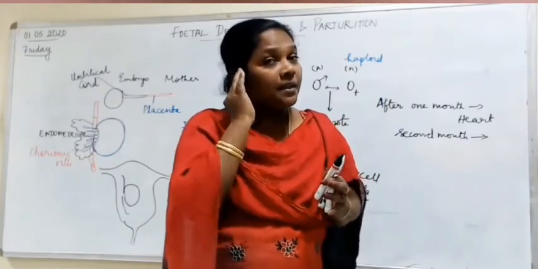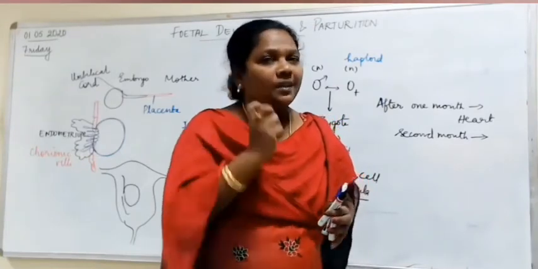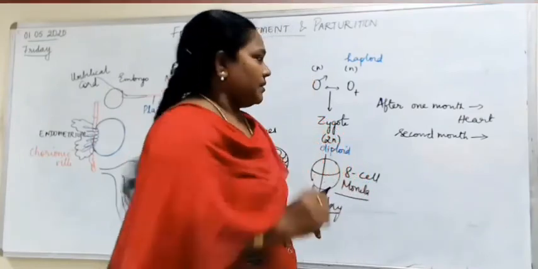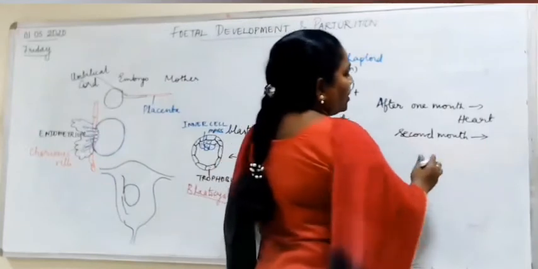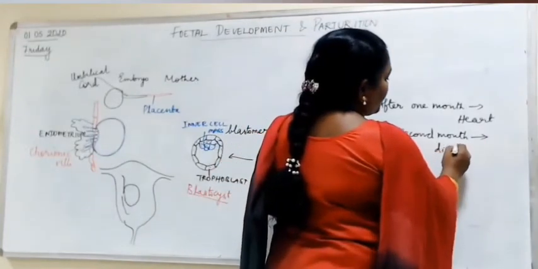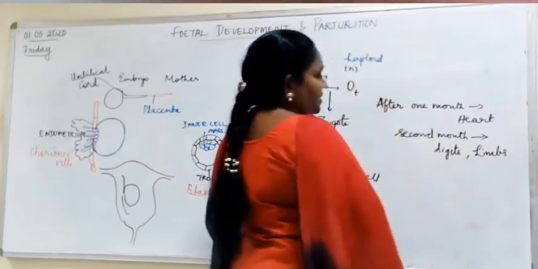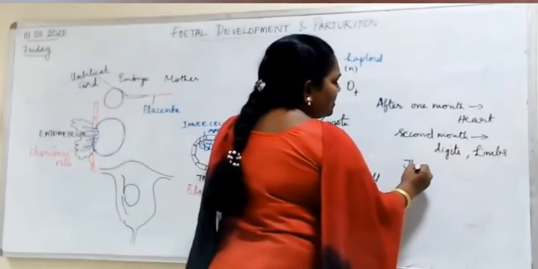You have to listen very carefully. If you listen very keenly, you'll be able to hear the heart sound of the embryo. Can you understand? Okay, after that, what happens? All those digits, the limbs, all those will be formed during the second month. Then what happens in the third month?